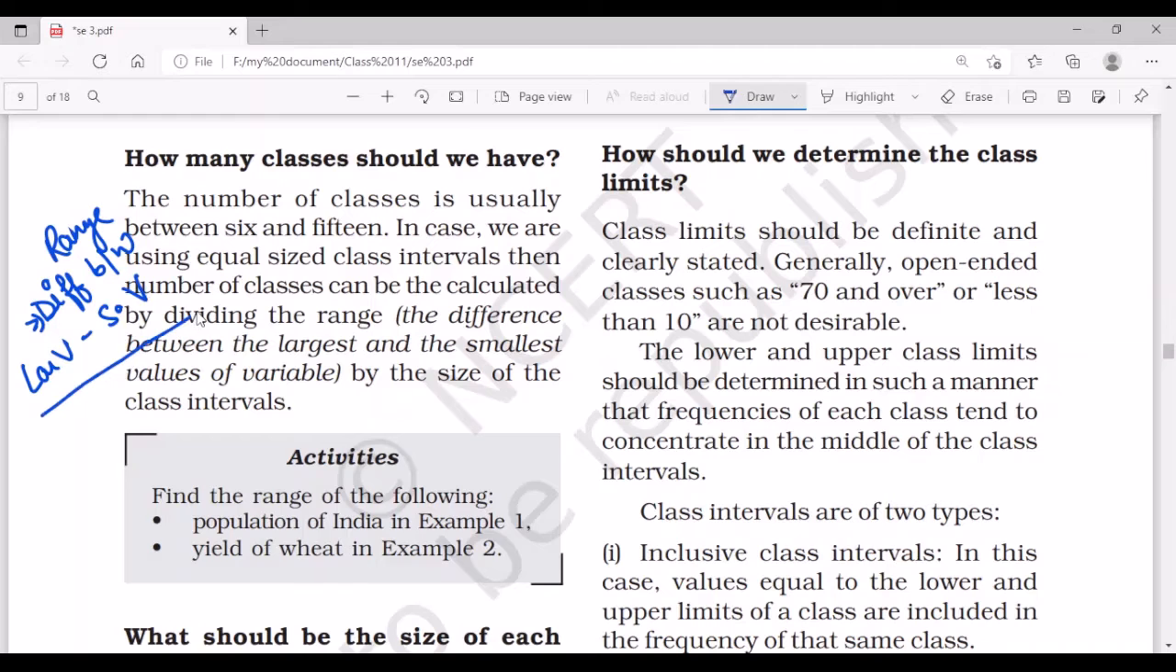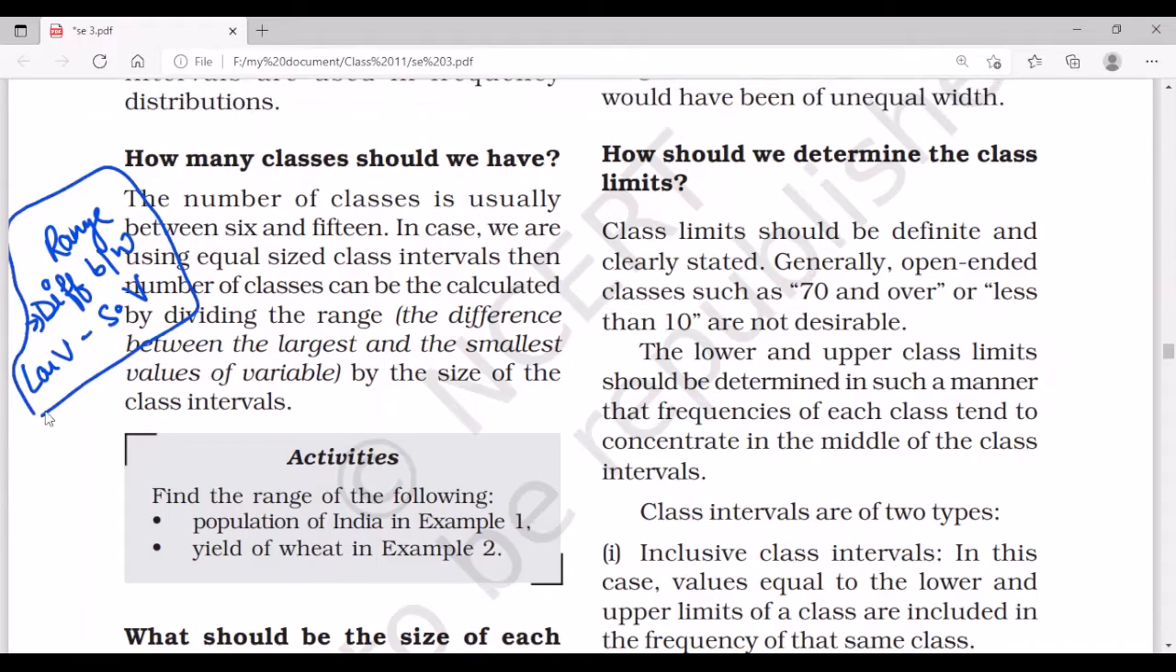So what is a range? Range is the difference between the largest variable and the smallest variable. Okay, if you want to write it down: largest variable minus smallest variable. Okay.